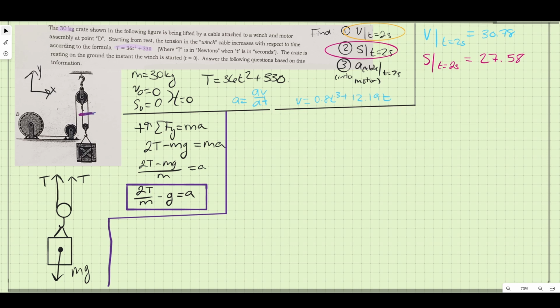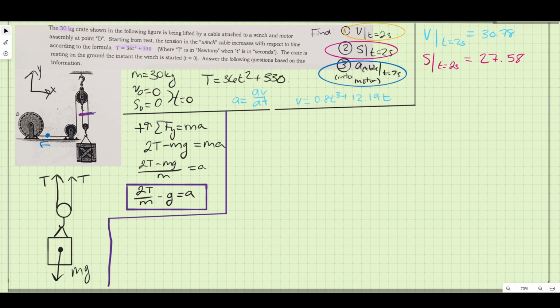And now the final part of this is going to be solving for the acceleration of the cable as it goes into the motor, which is a very specific part of the problem. But we're going to take a look at our original sketch. So if we have our point here, we're solving for the acceleration as this point goes into the motor.